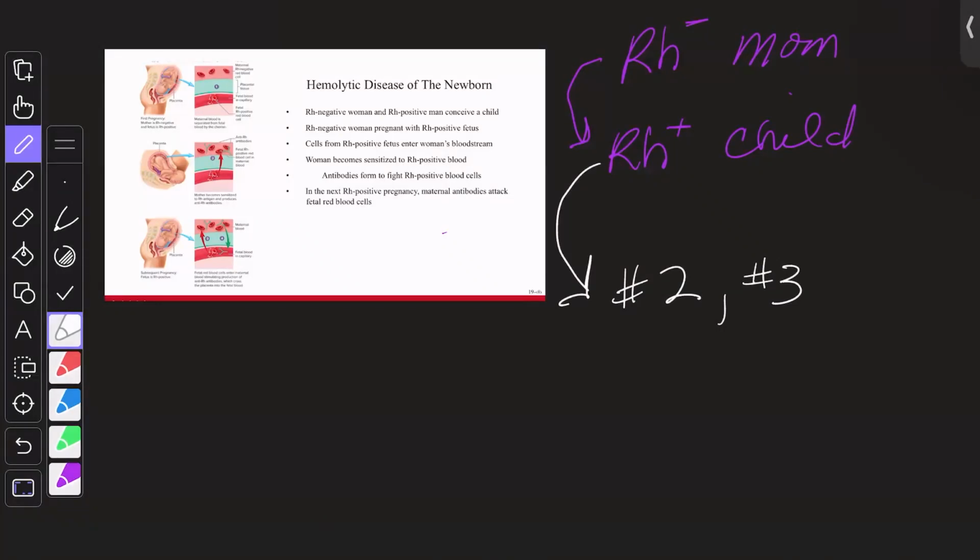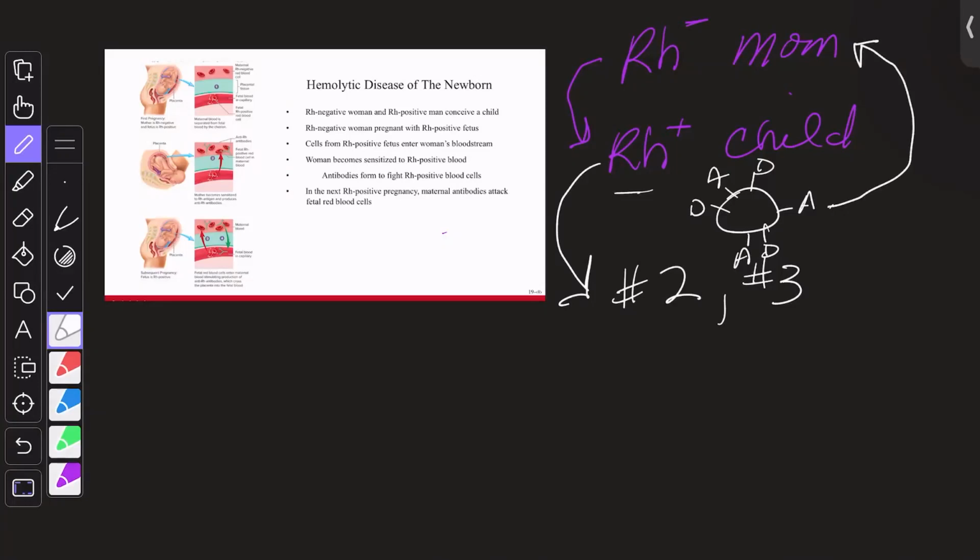Yeah, because the mom. No, the baby, if the child is RH positive, and here's why. Remember that the RH positive child has a blood cell that has the antigen, right? So if during delivery, or sometimes it just happens randomly across the placenta, some small amount of blood from baby 1 gets into mom's body.